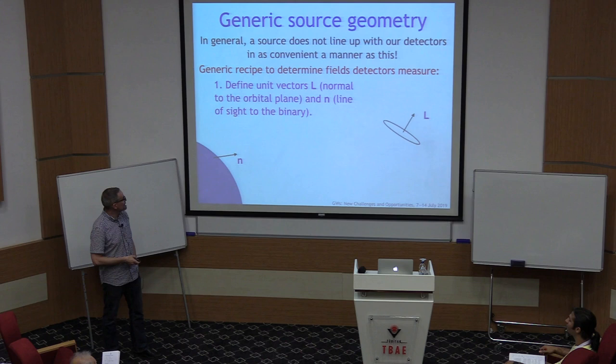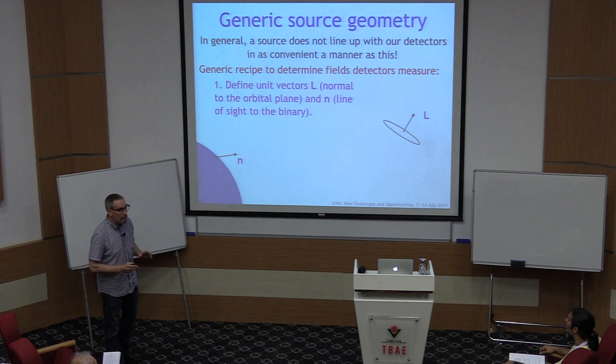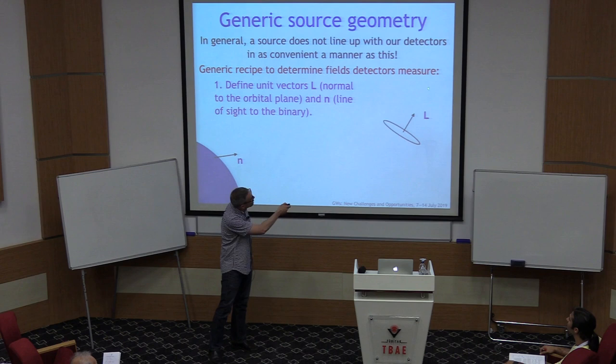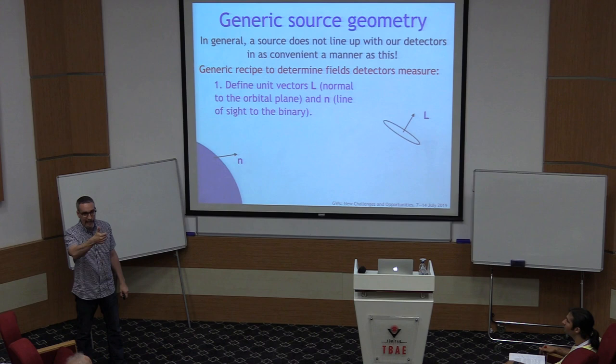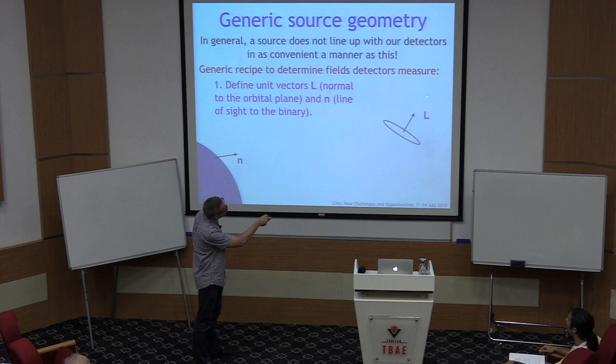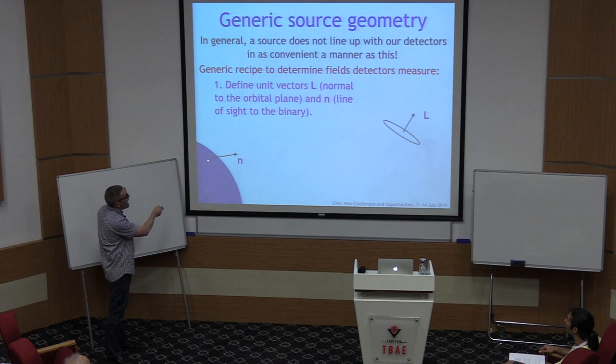The key thing you need to do this can all be done in a very nice geometric way. So let's define a vector L, which is normal to the plane of the binary. If I had this thing sitting in the sky here, I use the right-hand rule, put my fingers in the direction that the orbit is going, and L is the normal to the plane of the binary. My detector is on the surface of the Earth right here. N is the vector that points from my detector to this binary.